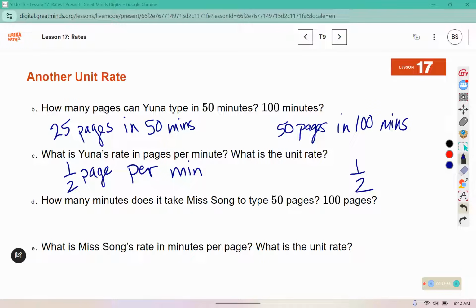How many minutes does it take Miss Song to type 50 pages? How about 100 pages? Well, it takes her 1 minute to type 2 pages. So if we wanted 50 pages, we would multiply 2 by 25, which would tell us it takes her 25 minutes to type 50 pages.